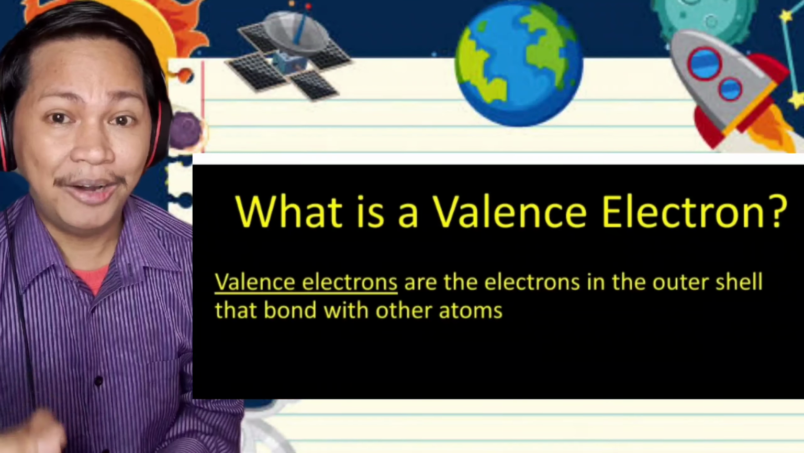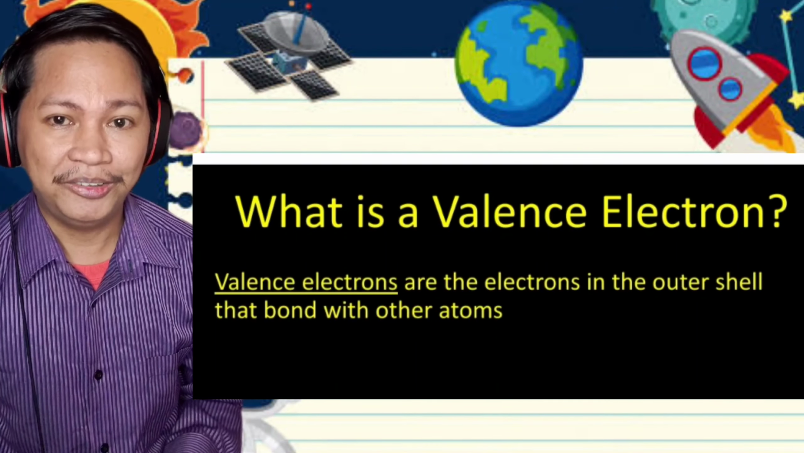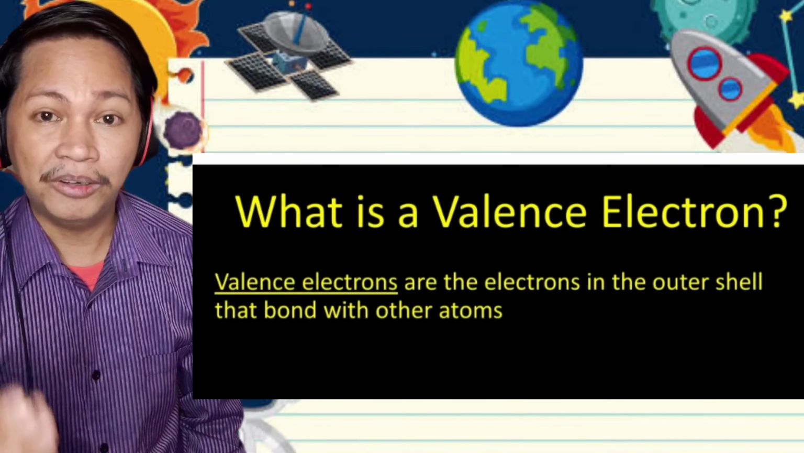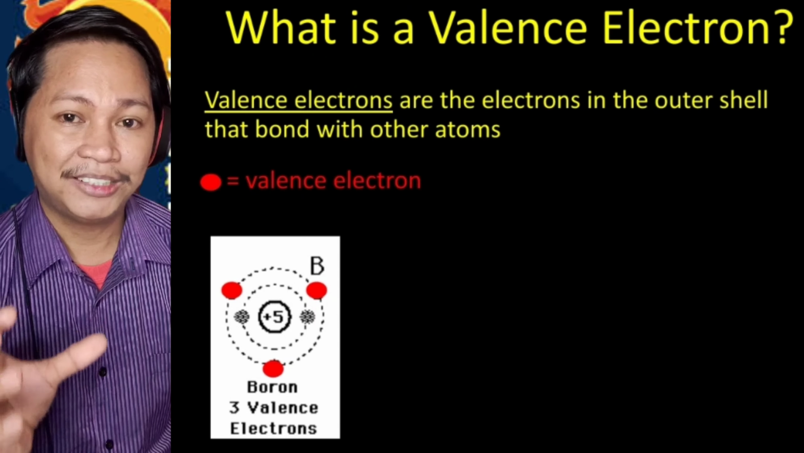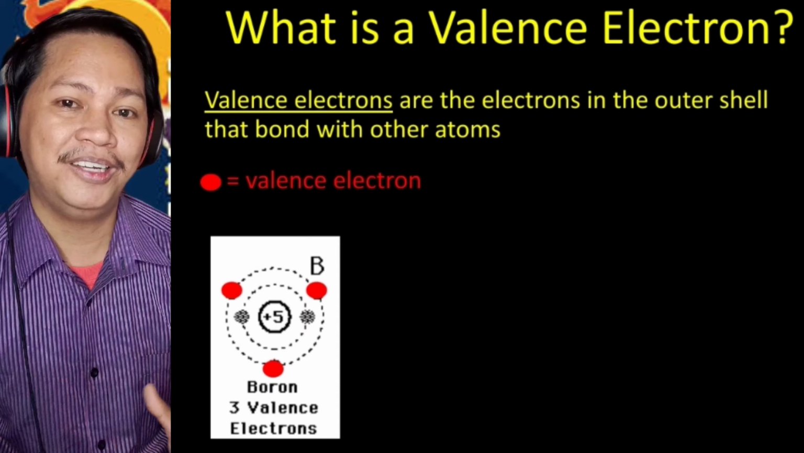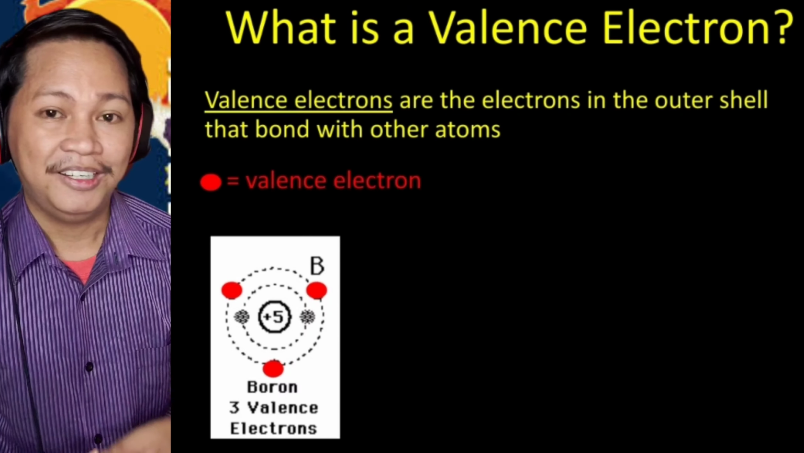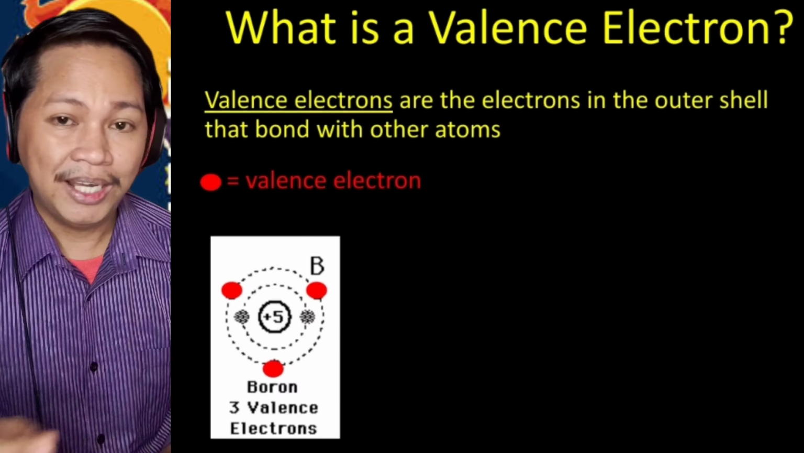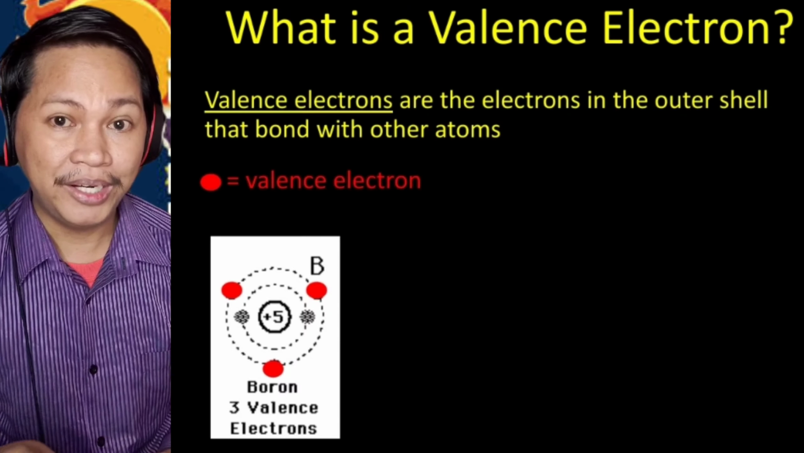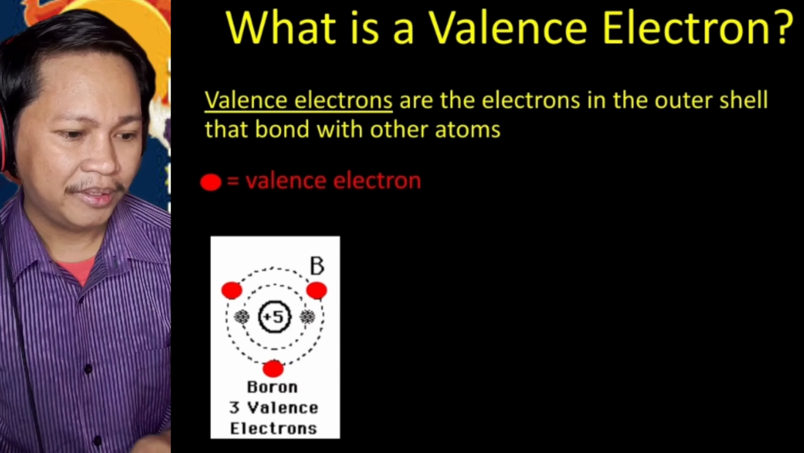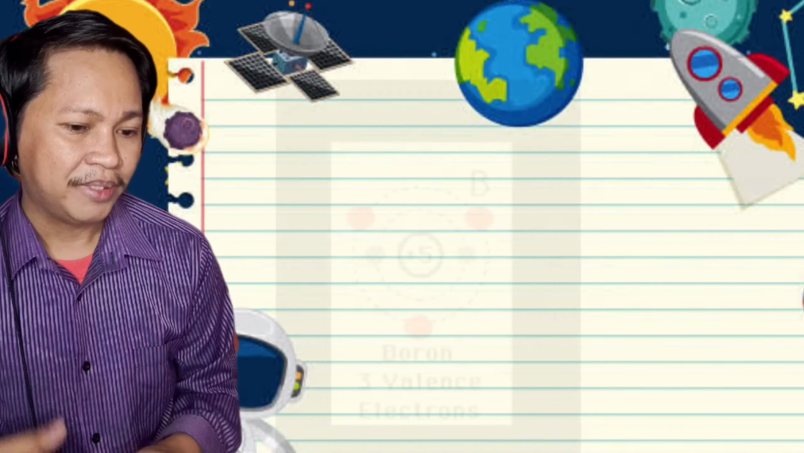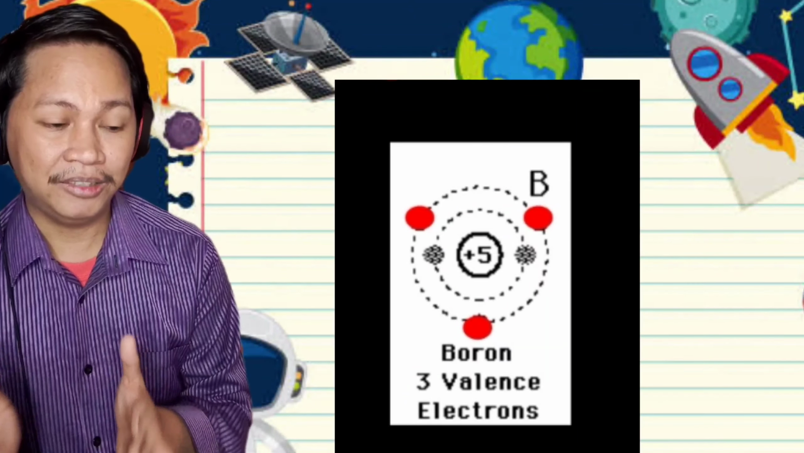Okay, so let's start now discussing valence electron. What are valence electrons? The valence electrons are the electrons in the outer shell that bond with the other atoms. Okay, here is an example, the boron atom. If we're going to check in the periodic table, the boron atom has 5 protons because boron has atomic number 5. Okay, that is positive 5. As you can see outside the nucleus, we have 2 rings, or shells. The first shell after the nucleus has 2 dots, the black dots.